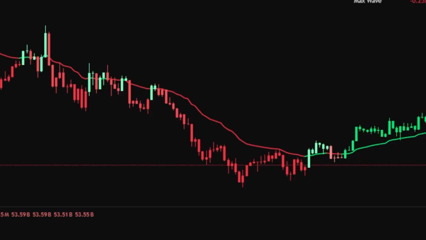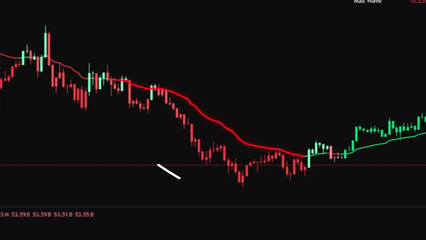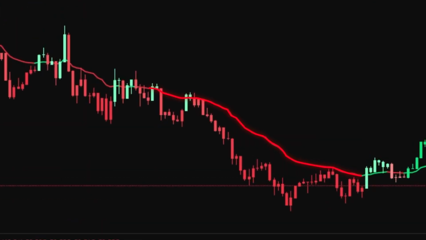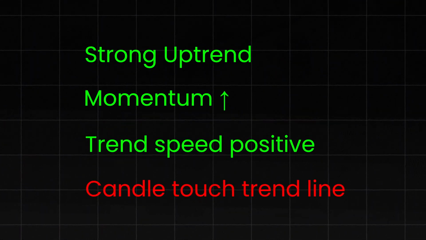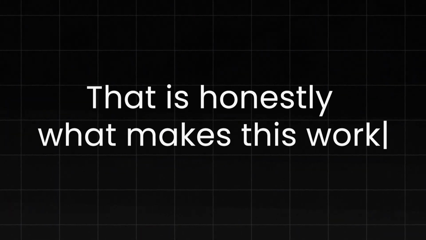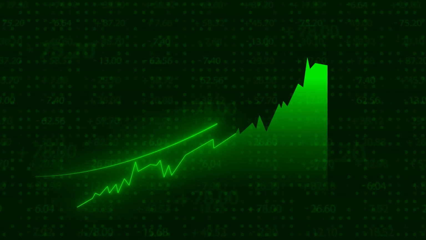For a sell trade, it is the exact same logic, just flipped. The line must be red. Price must be below it. Wait for price to pull back up and touch the line. Then check the histogram. If the bar is red, you enter the sell on the next candle open. That is the whole system. 4 conditions, 1 indicator, no guessing. And if even one of them is missing, just wait. Another setup will come. There is no reason to force it. That is honestly what makes this work. It is simple enough to follow consistently, and consistency is what actually produces results over time.